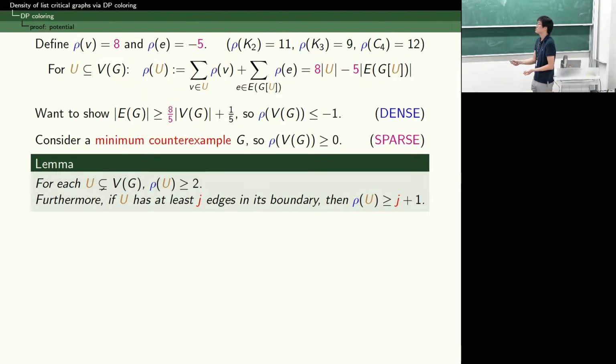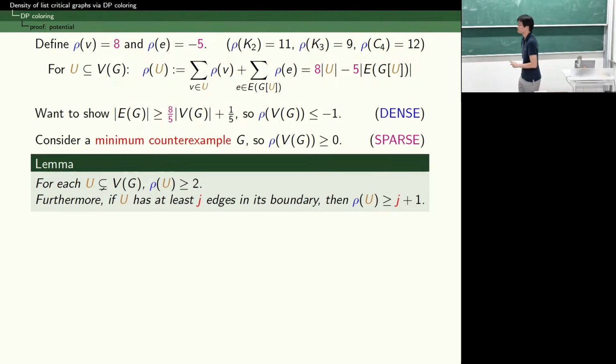I mean, the minimum counterexample, overall it's sparse. So if you look at every local part, it also has to be sparse. But there's a gap between this 0 and 2. If the gap is bigger, then the proof is easier. And moreover, we were able to parameterize the potential of this vertex subset depending on the number of edges that leaves that vertex subset. That's just some technicality.